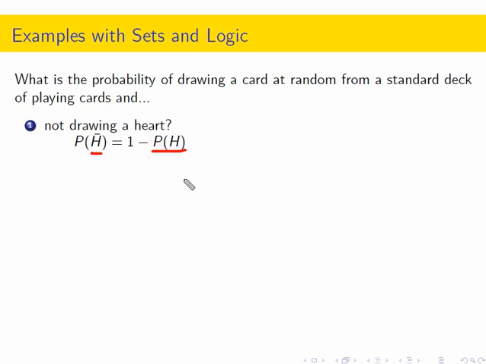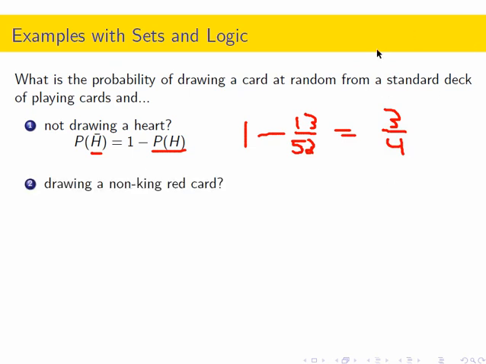Well, the hearts have 13 cards in them, right? So this probability is 1 minus 13 over 52, which is going to be 39 over 52, which is 3/4, which makes sense. I have a 1/4 chance of drawing a heart. So I have a 3/4 chance of not drawing a heart.